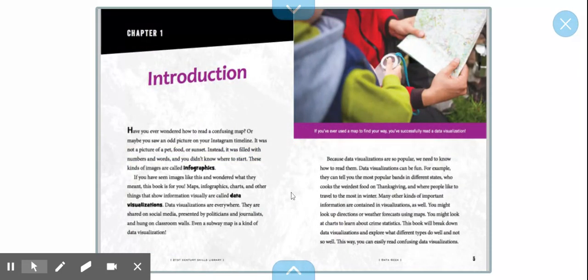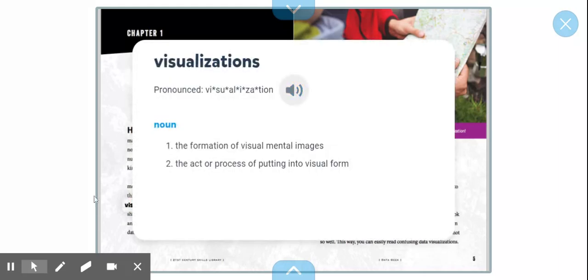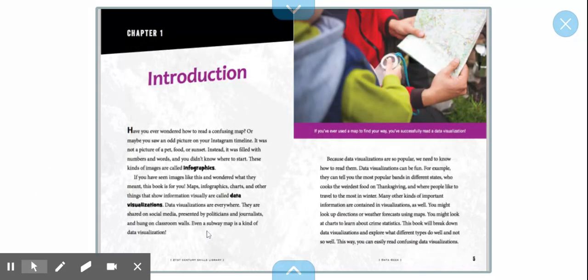Also, this text does include a lot of technical terms, such as right here in this first page, we got infographics, data, visualizations, and each of these terms are actually in the glossary towards the end of the book. And also, the good thing about Epic is that you can click on the words and it gives you the definition.